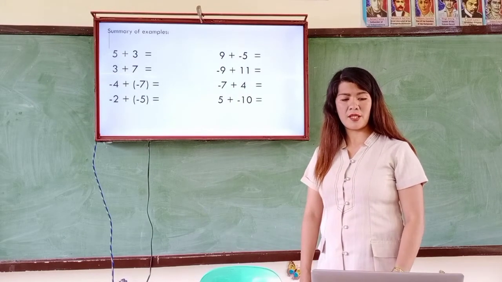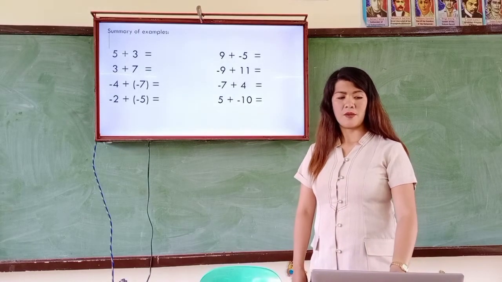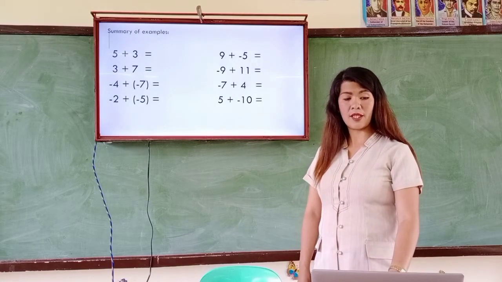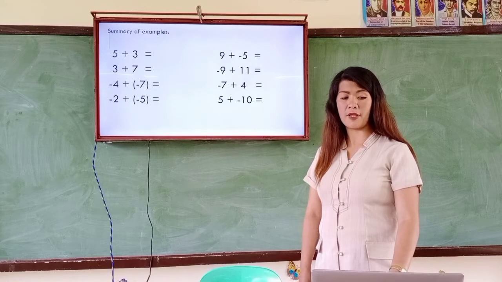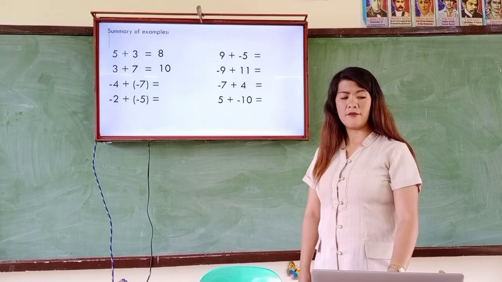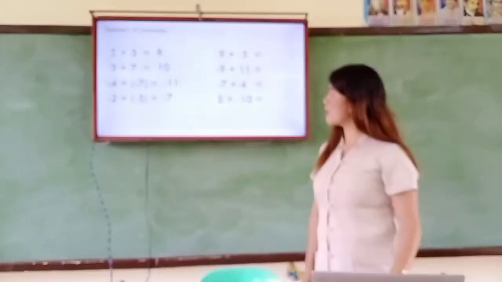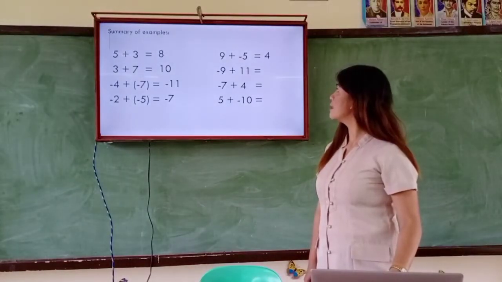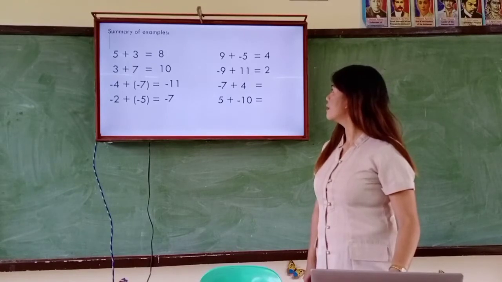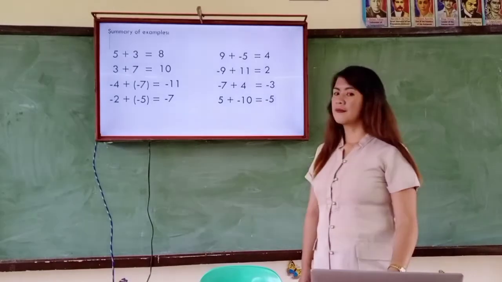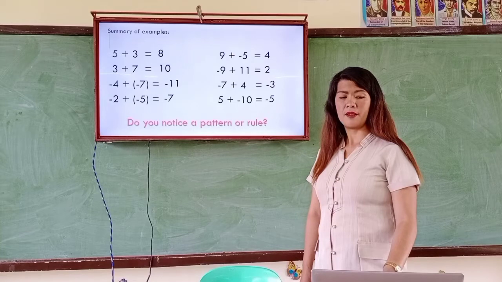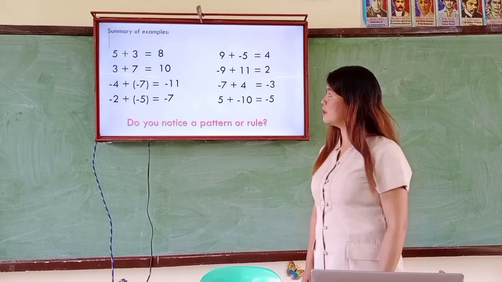So let us summarize our examples and analyze them. Using the colored counters, we have positive 5 plus positive 3 equals positive 8. Positive 3 plus positive 7 is positive 10. Negative 4 plus negative 7 is negative 11. Negative 2 plus negative 5 is negative 7. And we have positive 4, positive 2, negative 3, and negative 5. Now, as you can observe, do you notice a pattern or a rule?